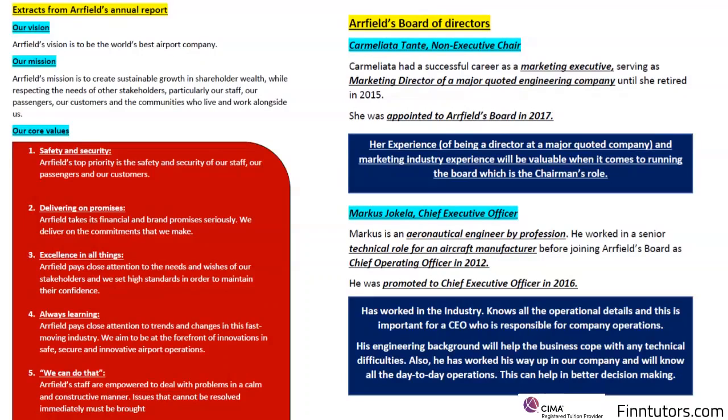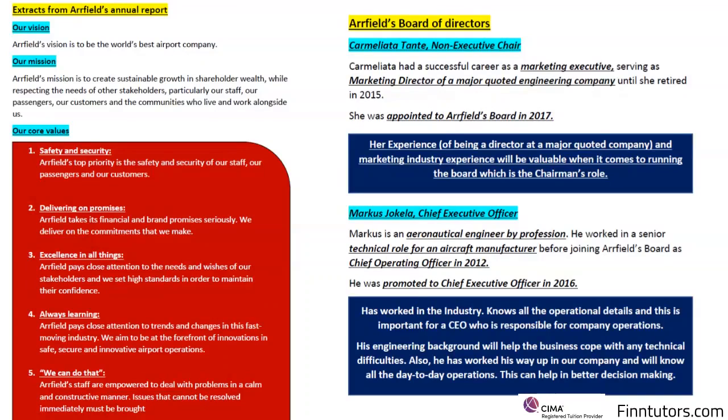So see again how you're writing and just ending your answer in a better way by using director competencies. Just keep in mind, Carmeliata is my non-executive chair. Her job is to run the board, and she has expertise in marketing, and she has been a director of a quoted company. So she knows how all of this works.